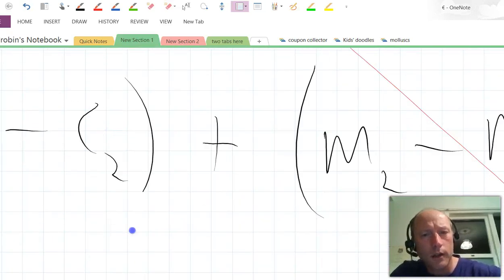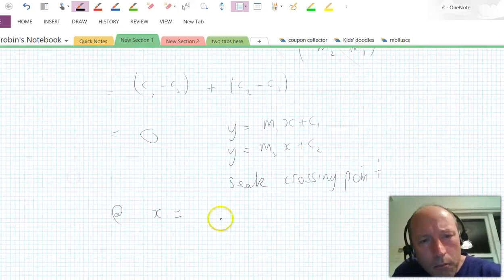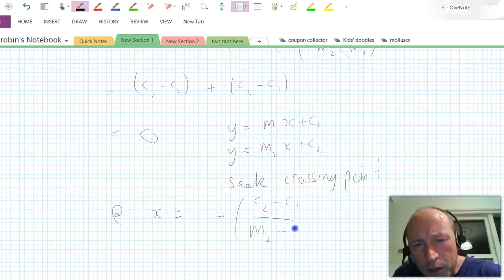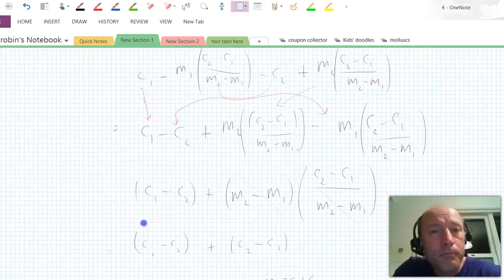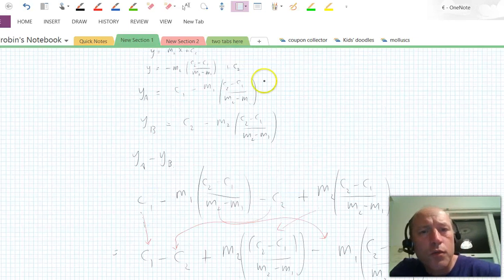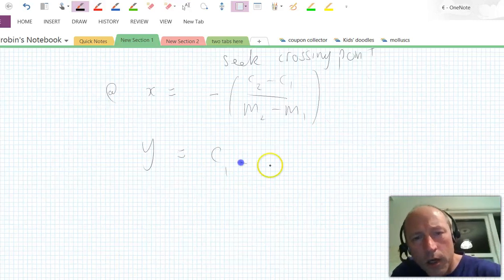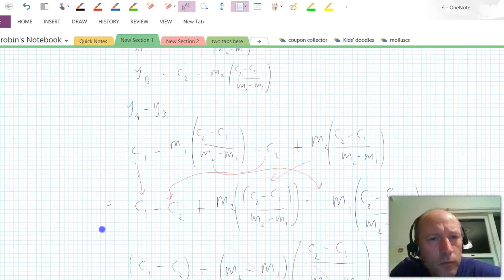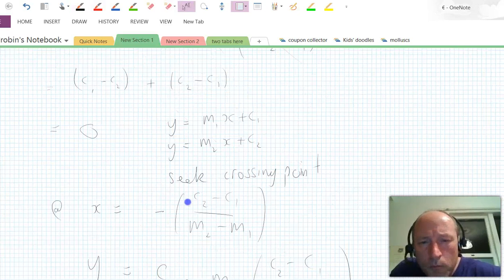Just a minute. I think I've zoomed in a bit too far here. x equals minus (c2 minus c1) over (m2 minus m1), and y was equal to, well, I've got it up here. We'll use this one here, c1 minus m1 times that thing: c1 minus m1 (c2 minus c1) over (m2 minus m1). I think that's right. c1, oh there it is, look, c1 minus m1 (c2 minus c1), which is there.